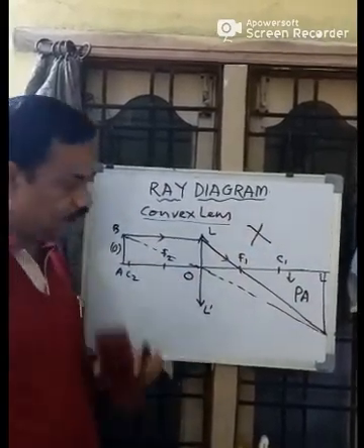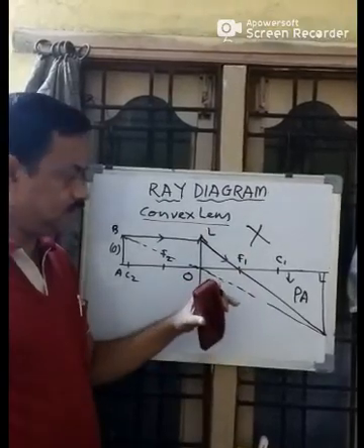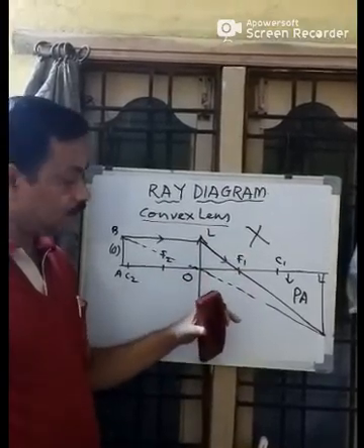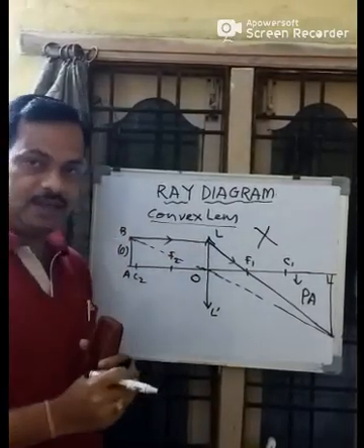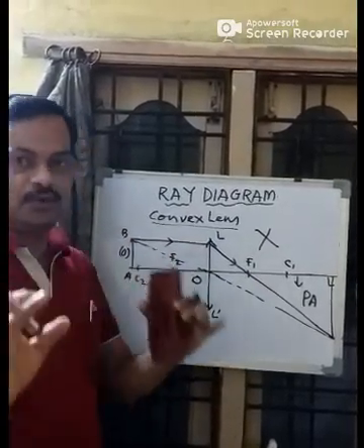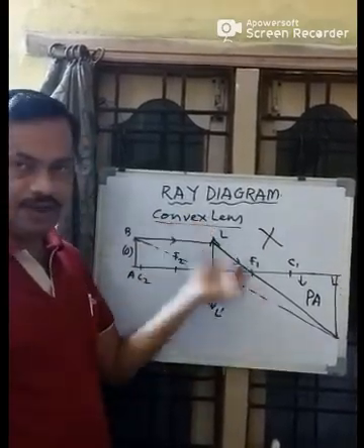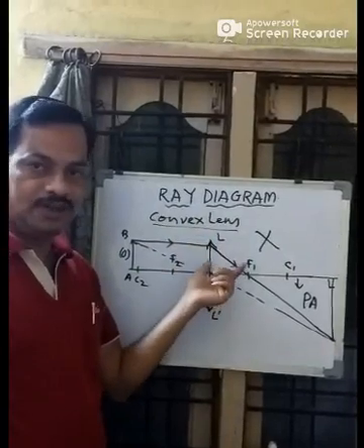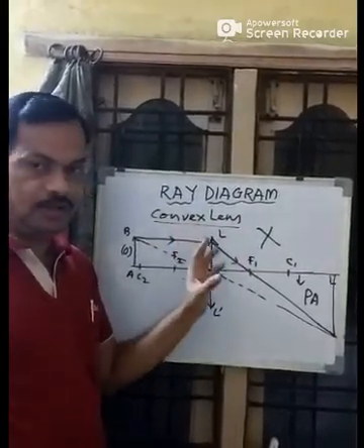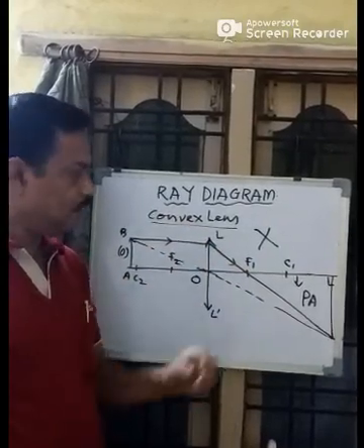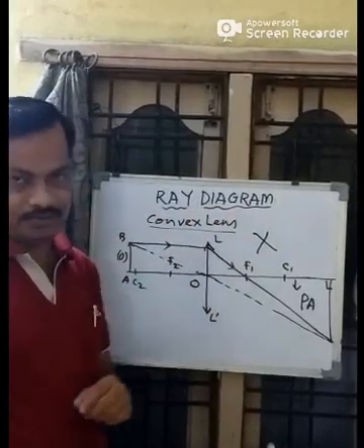That's why we need to practice it on a graph sheet, so that you will get the exact picture, exact diagram. So that I am going to help you today. So today our topic is how to draw ray diagrams for convex lens and concave lens. For convex lens we are going to draw 6 diagrams, and for concave lens we are going to draw 2 diagrams.